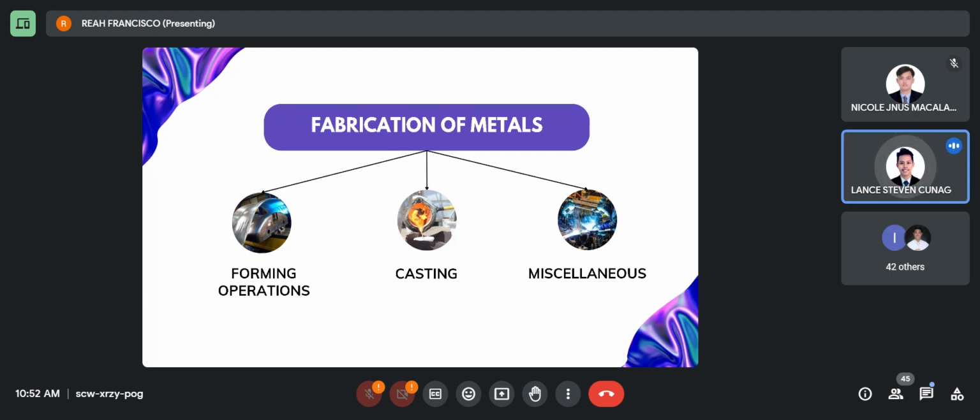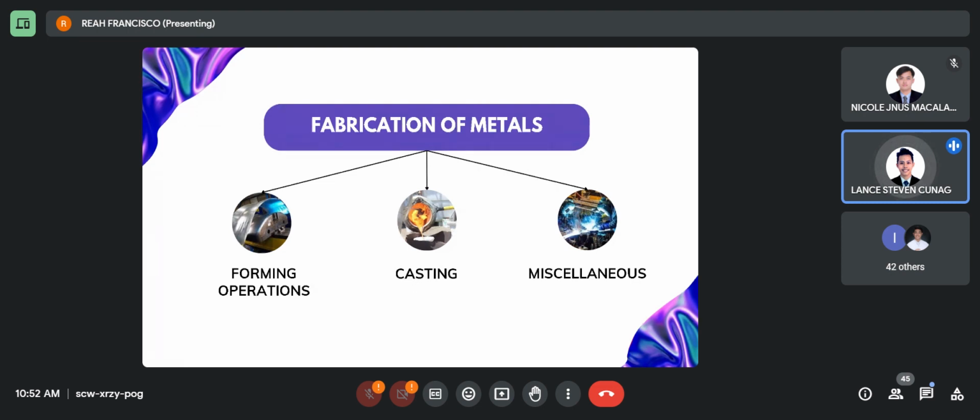So, good morning po. Let's talk about the fabrication of metals. So, fabrication of metals refers to the process of shaping and transforming metal materials into desired forms and structures. It involves various techniques to create parts and components used in different industries.